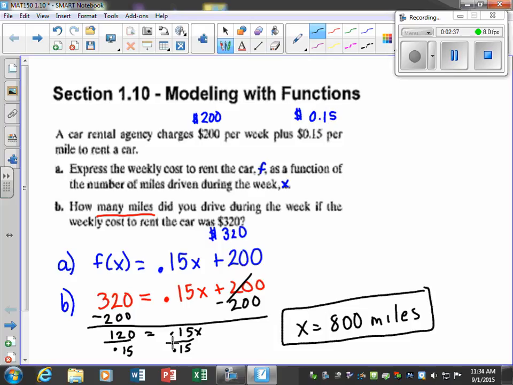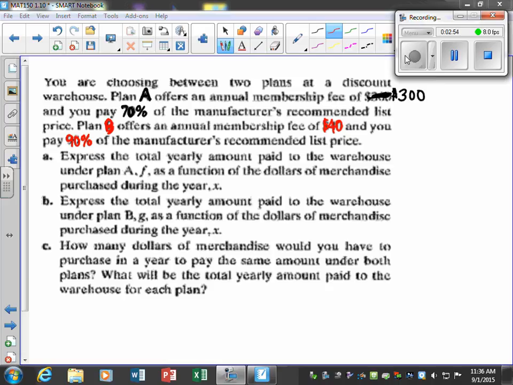Okay, so the very first one's just a basic application of modeling with functions. And then I'm going to go to the next page, which looks a lot longer, but we're going to have some comparisons to look at. Alright, you're choosing between two plans. Plan A offers a membership fee of $300. You pay 70% of the manufacturer's recommended list price. We're going to compare that to plan B, which offers a membership fee of $40, and you pay 90% of the price. So we have these two to compare.